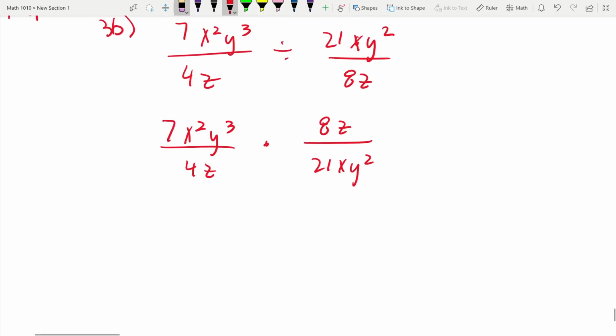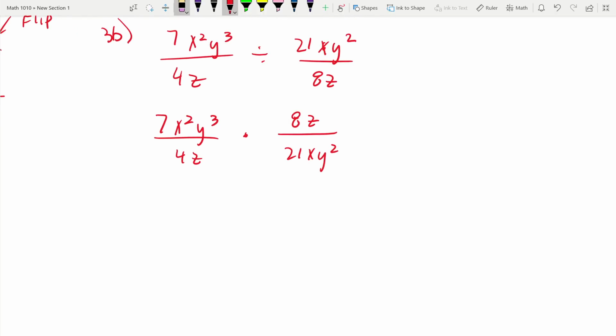Now, restrictions. You have to be careful on restrictions on the division. So these are restrictions, these are restrictions. The 4 gives me nothing. The z tells me z can't be 0. The 21 gives me nothing. The x tells me x can't be 0. The y squared equal to 0 means y can't be 0. But look at the step up above. We had an 8z in the denominator as well. The 8 gives me nothing. The z tells me z can't be 0. Well, I already had z can't be 0.